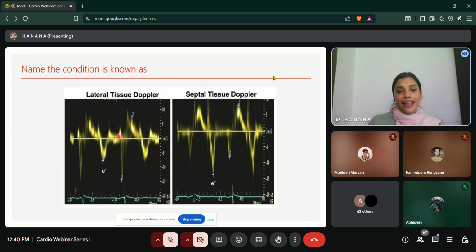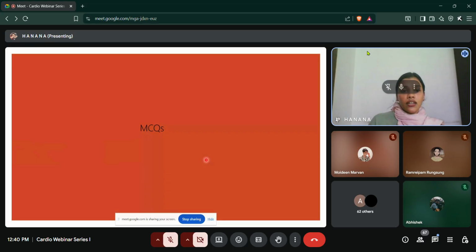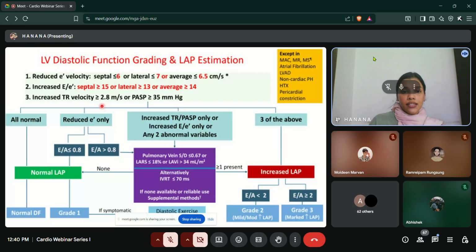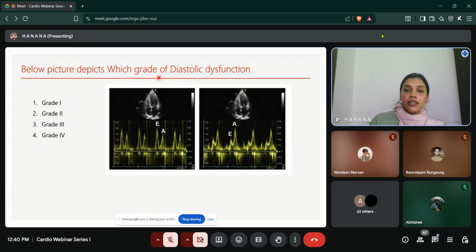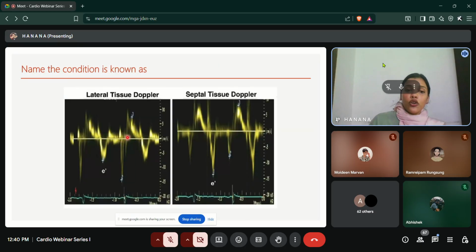Now, name this condition, and this is a higher level question actually. Here we have seen the lateral E is this much and the septal is this much. You have noticed that the septal value is lesser and the lateral value is higher. It is almost like that for every patient. If you are doing daily echo, the patient always has a septal value lower and the lateral value higher. In this case, the lateral value is lower and the septal value is the higher one.